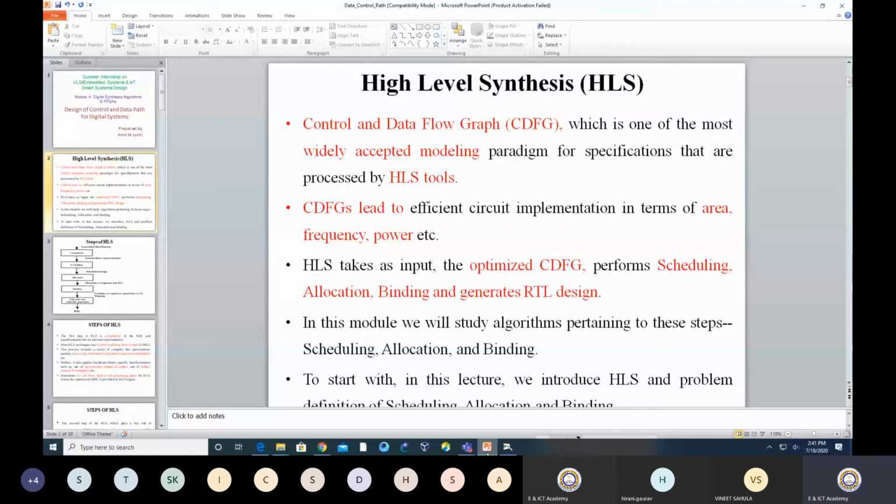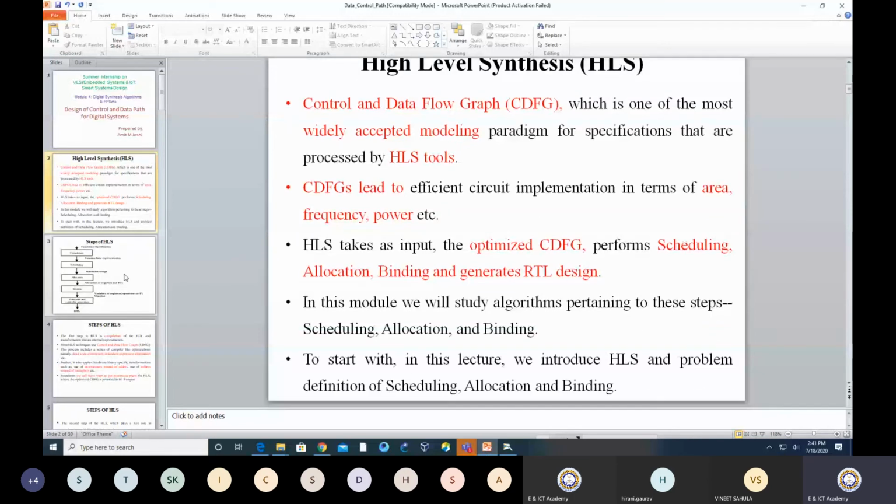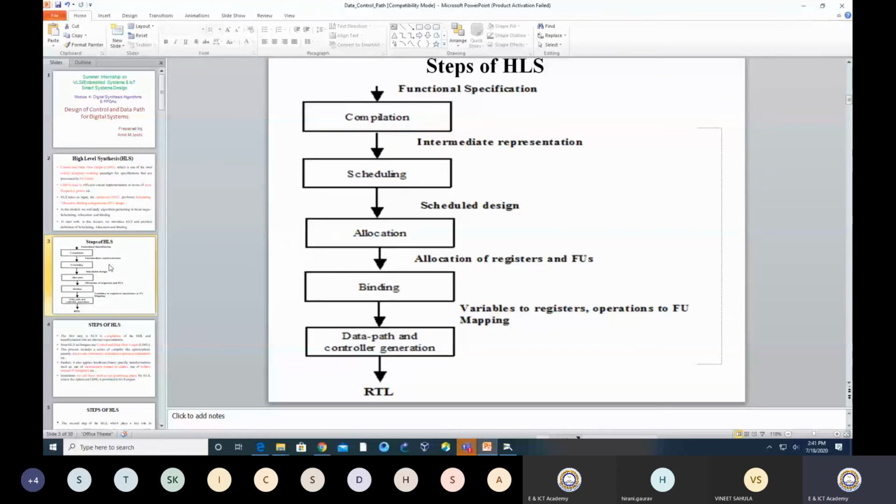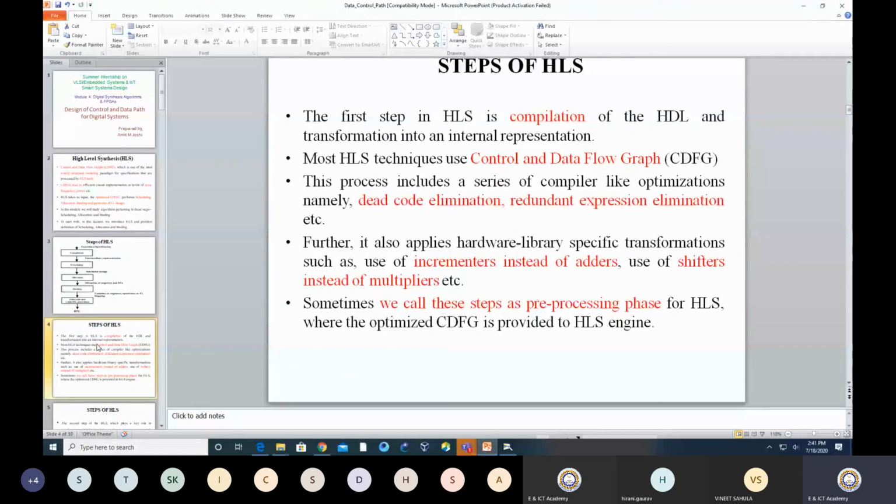So it will take the optimized CDFG. HLS will take this optimized CDFG as an input and perform scheduling, allocation, binding and generate the RTL design accordingly. Scheduling, allocation and binding we have already discussed. So probably now you can realize it in a much better way: scheduling, allocation, binding and then the data part and control part design.